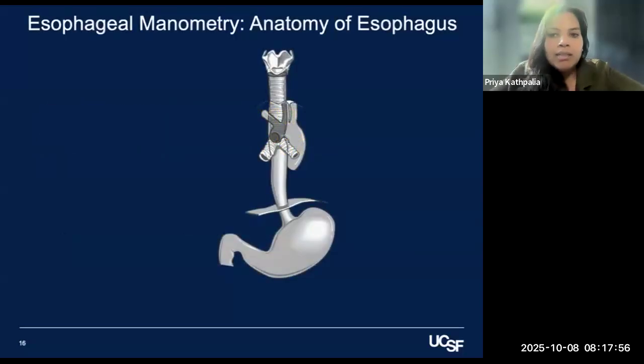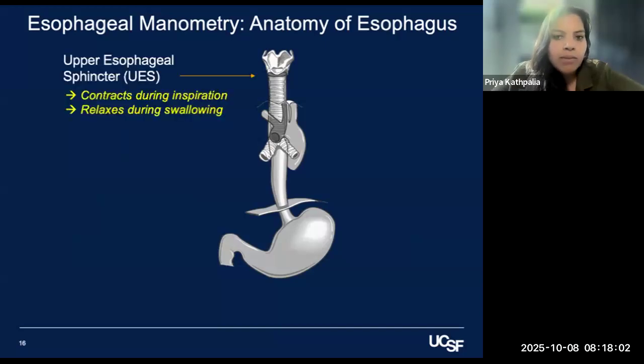So functionally, the esophagus can be considered divided into three zones. We have the upper esophageal sphincter, which is tonically closed and contracts during inspiration to prevent air from entering into the GI tract as well as reflux. And it relaxes during swallowing, belching, and vomiting. We then have the esophageal body, the cervical and the thoracic esophagus.